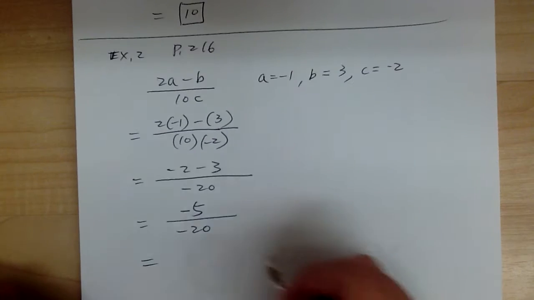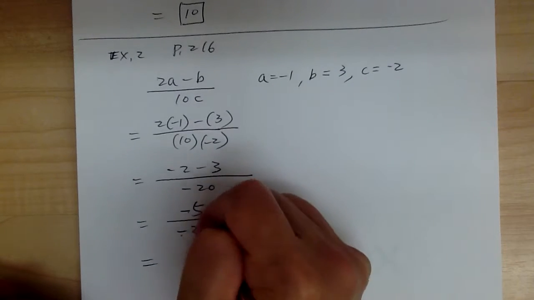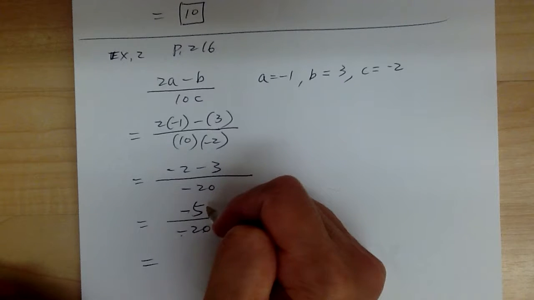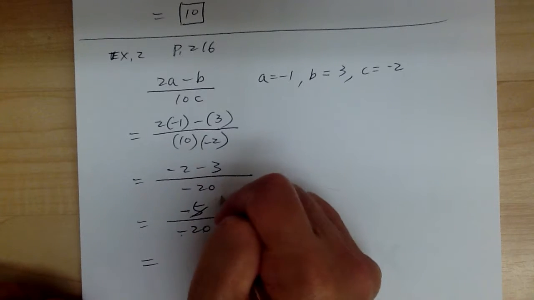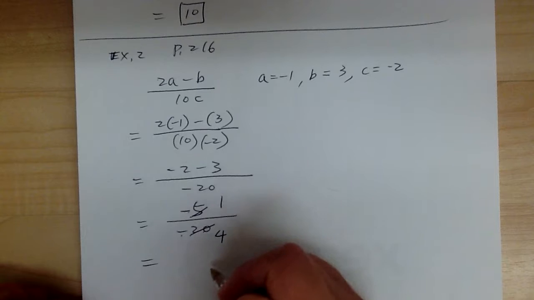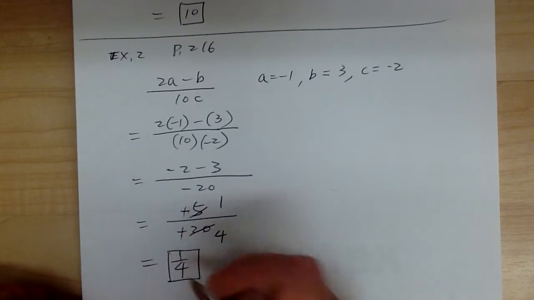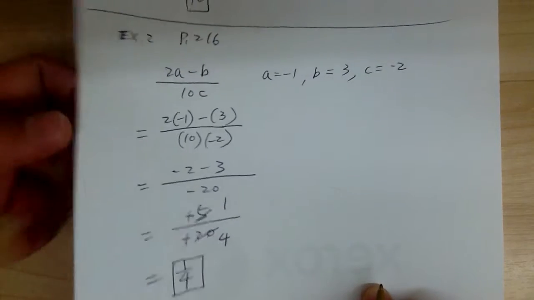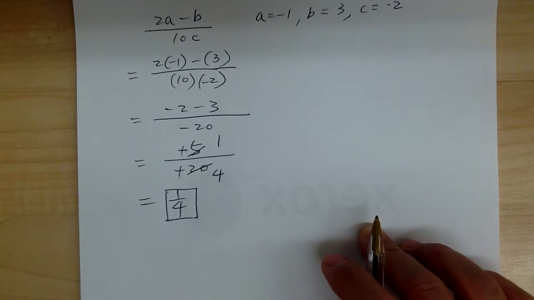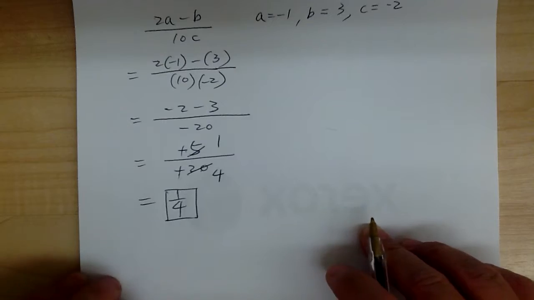So now you can reduce. Negative and negative cancel out, 5 and 20 can both be divided by 5. So divide by 5, you get 1. Divide by 5, you get 4. And so negative and negative cancel out. So the answer is equal to 1 over 4. Okay, let's go to example 3.